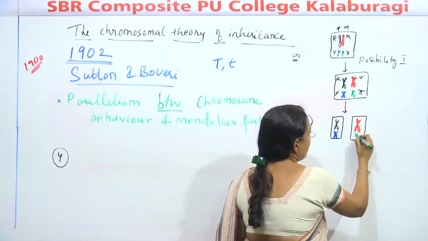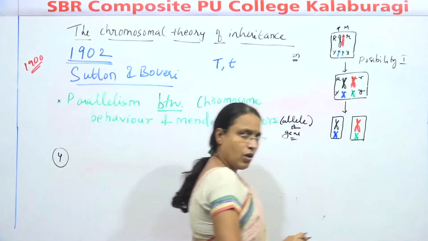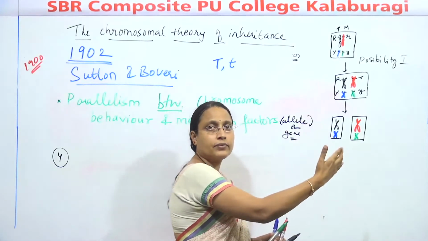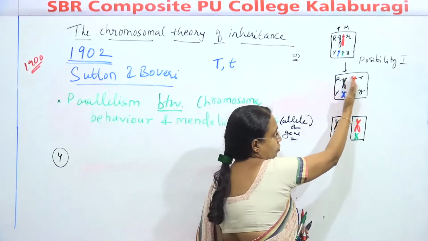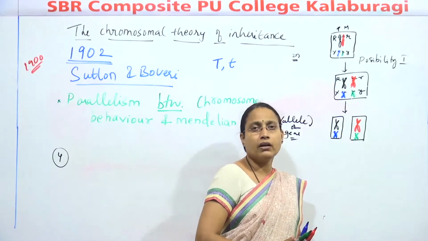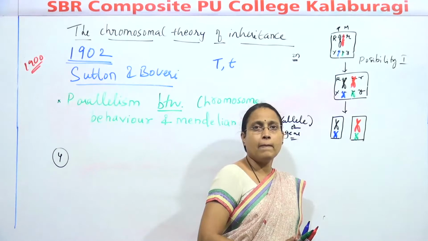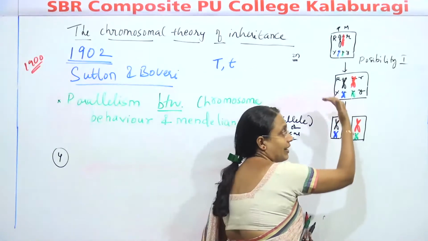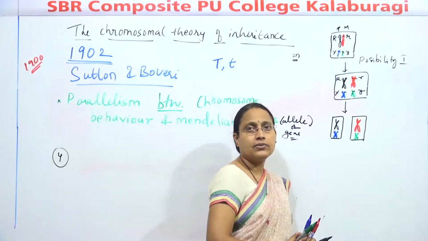So this is after anaphase. What you're seeing here is separation is occurring. These homologous chromosomes are getting separated. This separation is called segregation by Mendel. What is occurring here? Chromosomes are getting segregated.